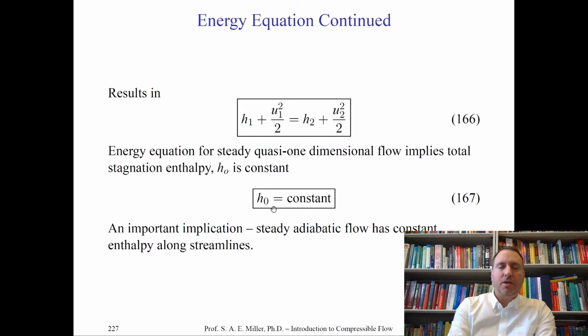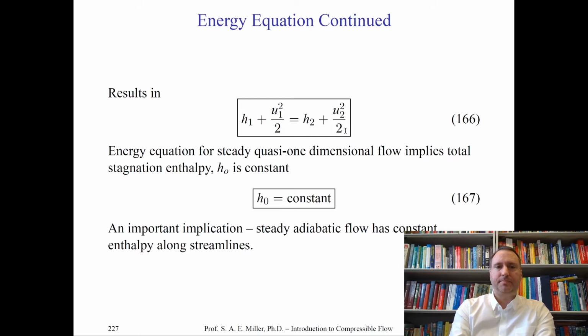So we can say the total or stagnation enthalpy is constant in a stream tube. This is a critical concept. We'll talk more about stagnation and total conditions later in the class. What important implication does this mean? It means that steady adiabatic flows have lines, streamlines, in the stream tubes of constant stagnation enthalpy. As you can see, it could be that you have high enthalpy and low kinetic energy at state one, and vice versa, low enthalpy and high kinetic energy at state two. And so you can take the enthalpy and convert it to kinetic energy depending on where the streamline is in the flow. There's an exchange of energy.